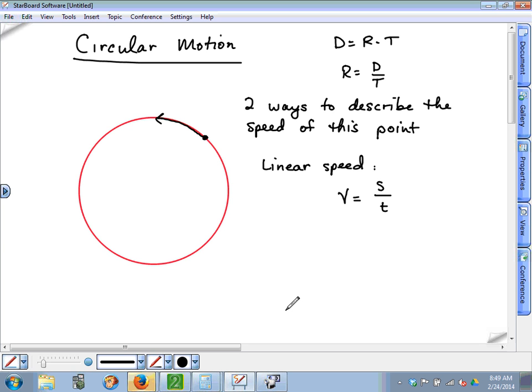So its linear speed v is described by how much of an arc length it travels divided by how long it took to travel that arc length. S over t, that's its linear speed. Okay? That would be given in something like feet per second or miles per hour. It's some kind of a linear distance divided by a unit of time.